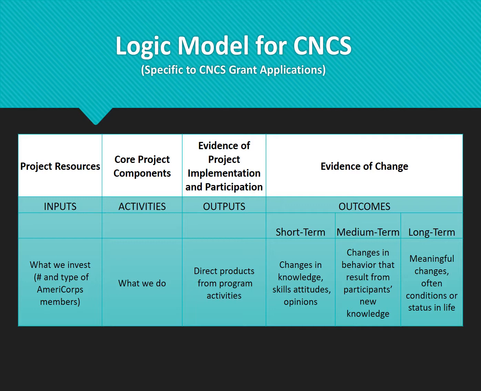Outputs could include number of families served, number of meals provided, number of referrals made, number of trips to food shelves completed. Outcomes could include, short-term, 95% of families served experience immediate relief of hunger. In the medium term, it may be families experience a reduction in food insecurity. In the long term, families have better physical health because of better nutrition.